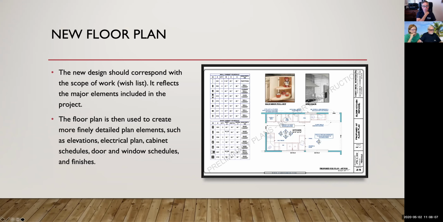And speaking of new, the new design should correspond with the scope of work. That's your wish list. It reflects the major elements included in your project. The floor plan is then used to create more finely detailed plan elements such as elevations, the electrical plan, cabinet schedules, door and window schedules, and all of the finishes.